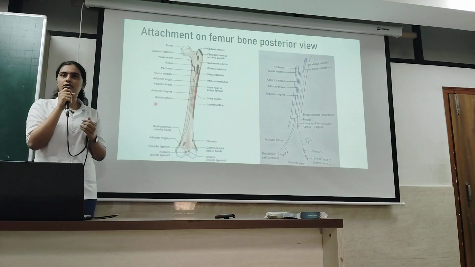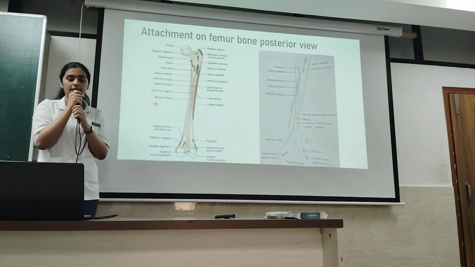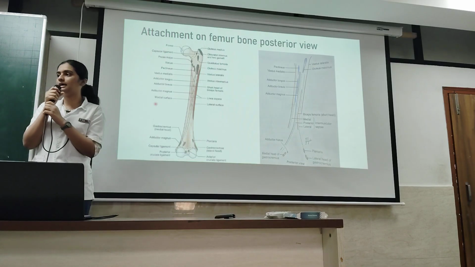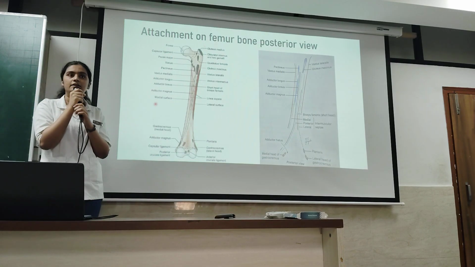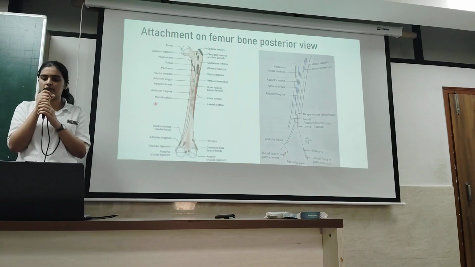On the lower aspect of the shaft of the femur, on the lateral side, there is attachment of the plantaris muscle. The lateral condyle gives attachment to the lateral head of the gastrocnemius, whereas the medial condyle gives attachment to the medial head of the gastrocnemius.